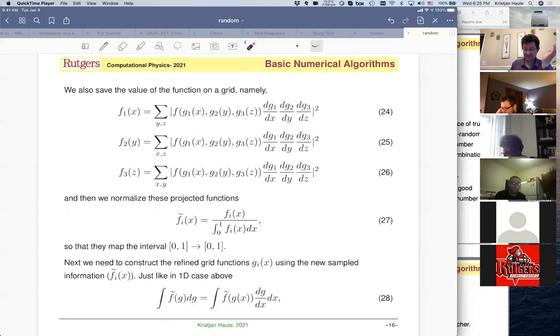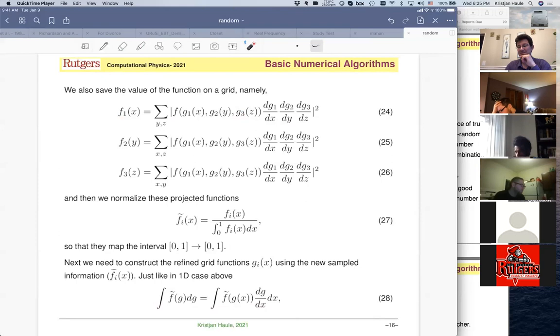You have your original function, you project it onto all the possible axes, x, y, z, and so on, and then you distribute your random numbers according to the sampled function. That's what Vegas is doing.